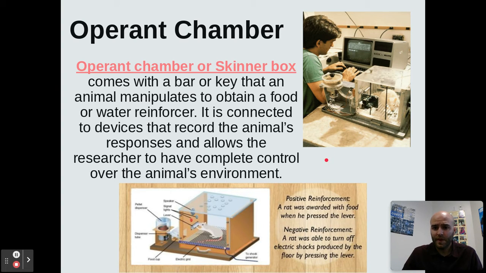But the rat was awarded with food when it pressed the lever. Also, the rat was able to turn off electric shocks produced by the floor by pressing the lever. So they were increasing this rat's behavior of pressing the lever through positive reinforcement and negative reinforcement, a couple terms that we're going to get to in a little bit. This just showed us more of the power of operant conditioning and rewards in behavior shaping.